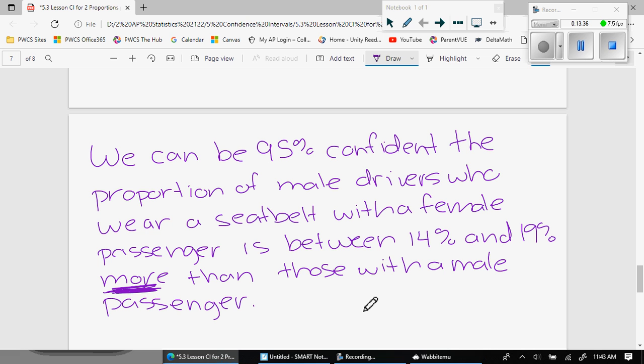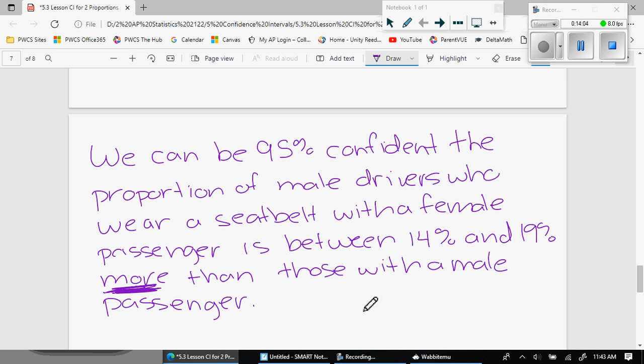If we had subtracted the other way, if we had switched which group was X1, N1, X2, N2, we would have got some negative numbers, and that wouldn't mean we were wrong. That would mean that the drivers with a male passenger wore a seatbelt 14 to 19% less than with a female passenger. You get the same results, just framed in a different way.